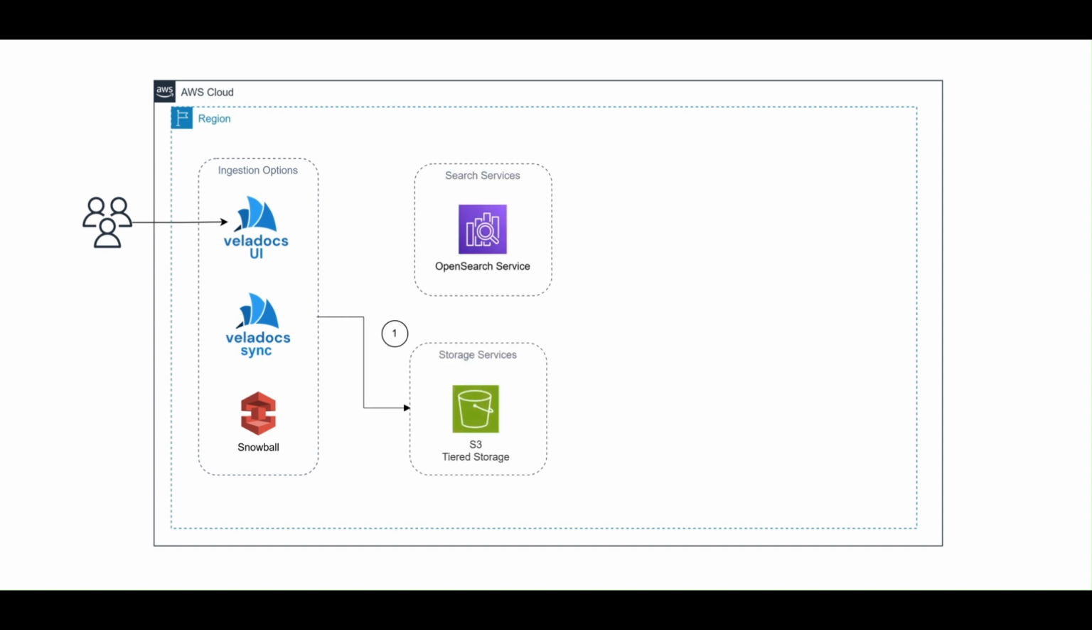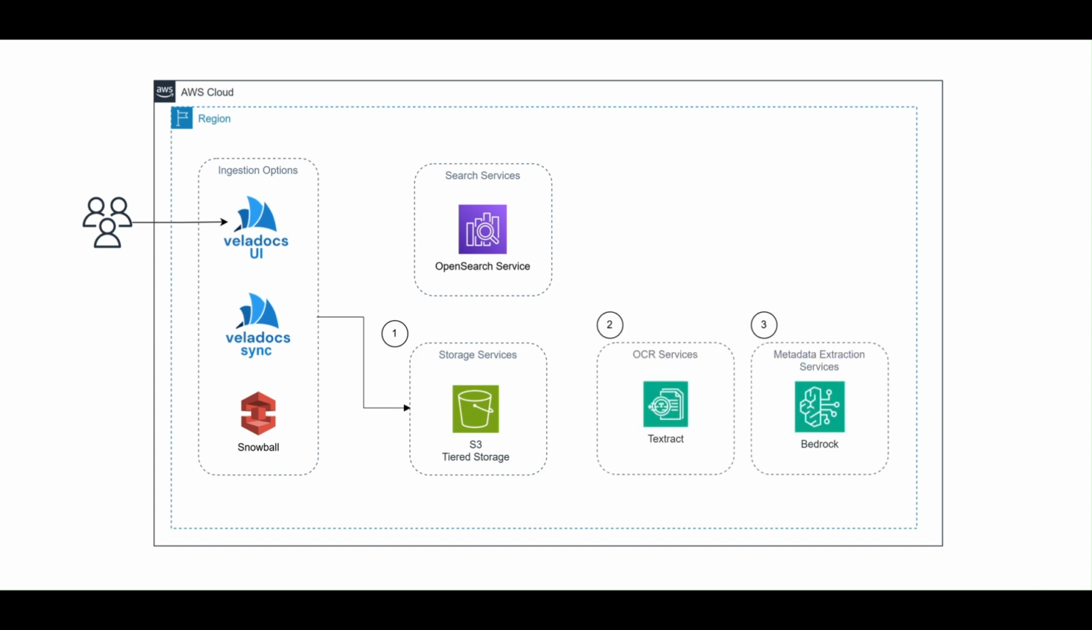We're using AWS in this example. We have some different ingestion options for how content gets into Veladocs. But however it happens, we eventually want to store the content in S3 and the metadata and search index in OpenSearch. So what we're going to do in this example is take the content and send it to both Textract and Bedrock.